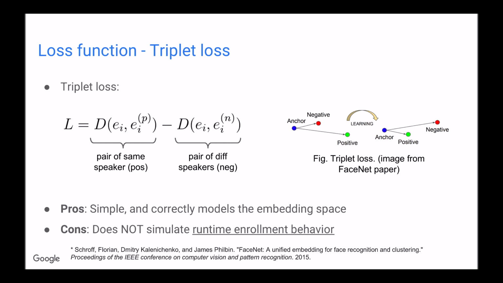There are different methods to train D vectors. For example, in triplet loss, in every step, we look at three utterances: an anchor utterance, a positive utterance from the same speaker as the anchor, and a negative utterance from a different speaker. The loss is simply the difference between the two distances, such that the positive utterance is close to the anchor in the embedding space, and the negative utterance is far away from the anchor. This is a simple loss, and it correctly models the embedding space. However, the disadvantage is that it does not simulate the runtime enrollment behavior.